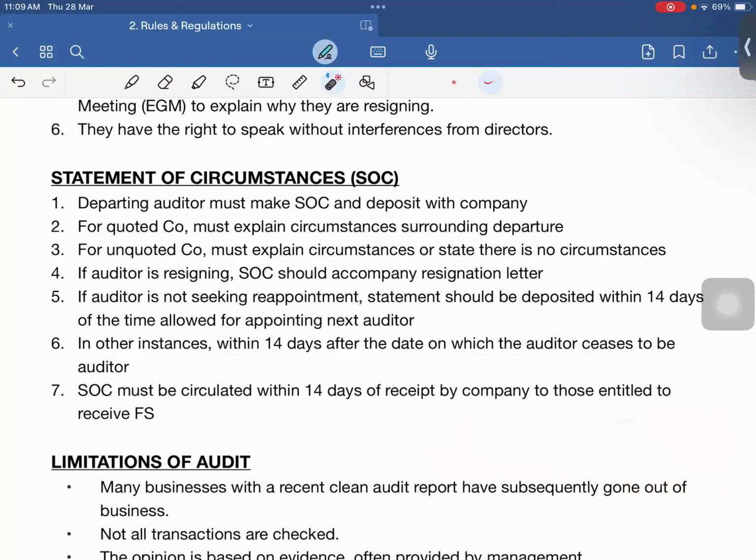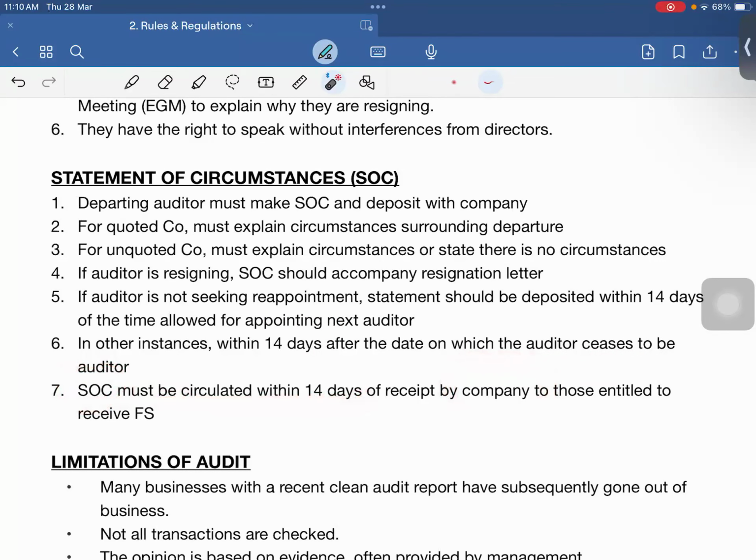And why is that? It is given so that the company can appoint a new auditor. Understood? Clear? In other instances, if the auditor is not going to work there, the 14 days would be the time at which the auditor is going to stop working as an auditor, and the rest is with the company whether or not to appoint an auditor. Clear? Now, this particular SOC, when submitted, should be circulated within 14 days when the company actually receives it. Clear?